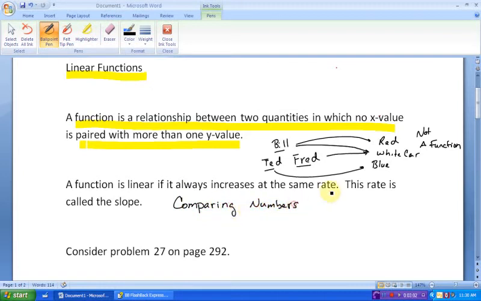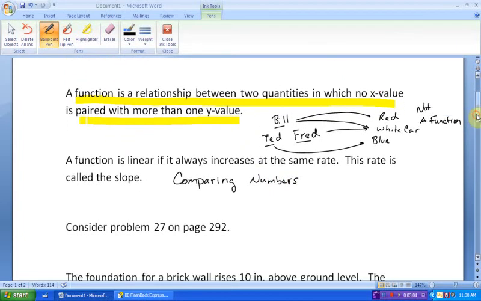Now when we're comparing numbers, if we have some sort of relationship between two numbers where we have a constant increase all the way, every time we add something or do something for a few more minutes or whatever, and we have a constant increase, that's when we get a linear function. That's what makes it linear. And we'll see some examples here. This rate is what we call the slope. Again, we'll talk about how to find slope and what to do with slope. But first we're going to look at one of the problems from the book.